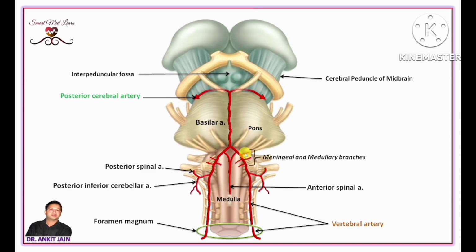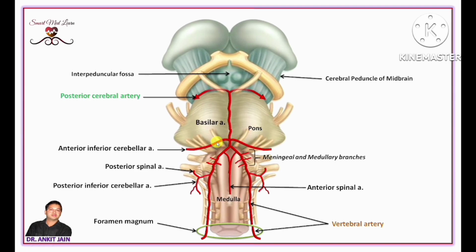Several small meningeal branches and medullary branches arise from the cranial part of the vertebral artery. Meningeal branches supply the dura mater of the posterior cranial fossa, while the medullary branches supply the medulla. Now, I will tell you the branches of the basilar artery.